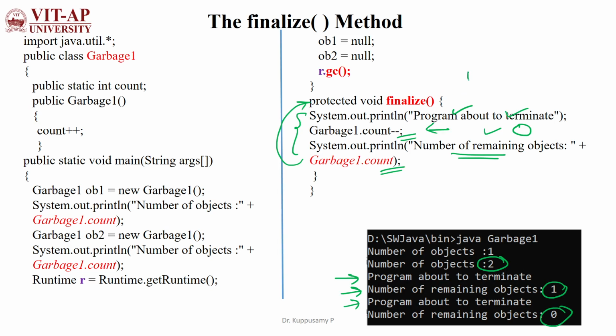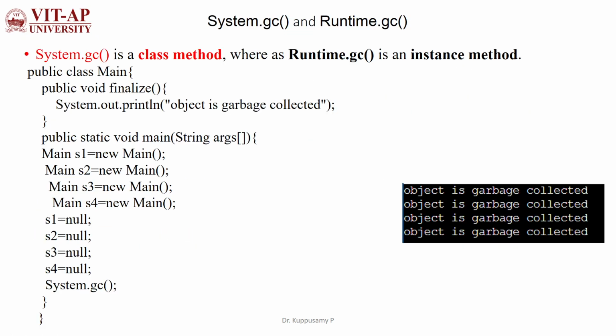If you have n number of objects, then this finalize method will execute those statements n times. So it will give you the notification of what actions are being performed inside the finalize method. Here we have GC methods, that means garbage collection methods, by using two classes. One is the System class and the other one is the Runtime class. The System class can be used as a class method. Runtime can be used as an instance method, that is a reference variable based method.